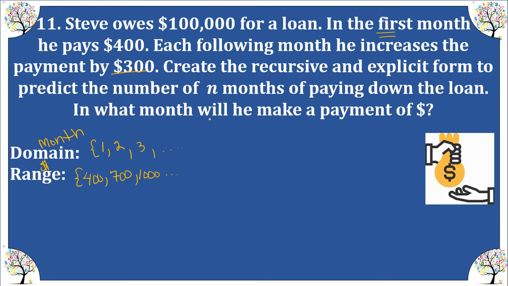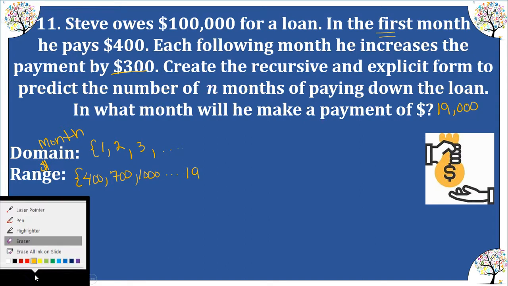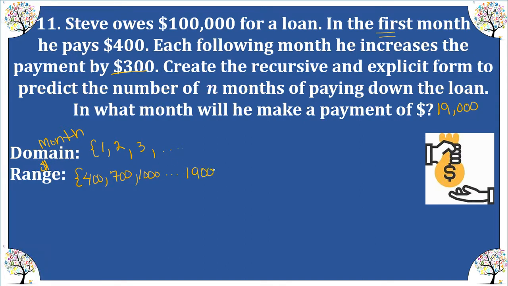We want to know in what month will he make a payment of, I think it was supposed to say $1,900. Let's just write that in. So we want to know in what month, so that's going to be my position, that's going to be the n, when the payment that month is, let's not use a comma there since our sequence is using commas, that might get confusing. So that's the question. What month will he make a payment of $19,000, which is quite a lot for a month, a payment for a month.